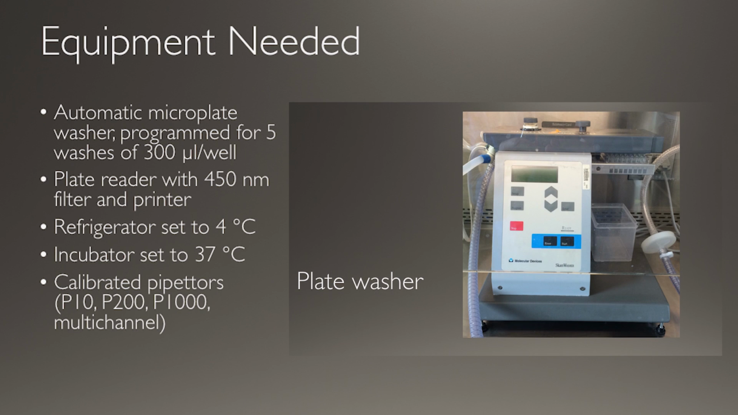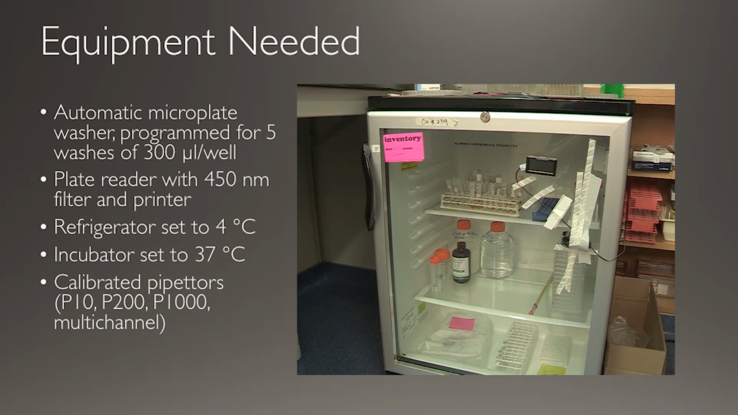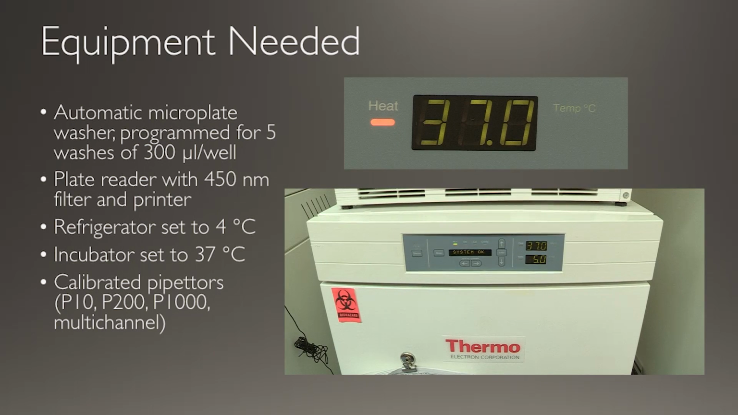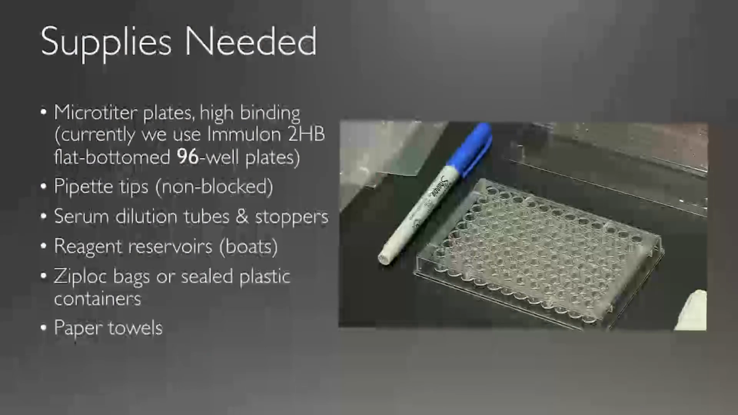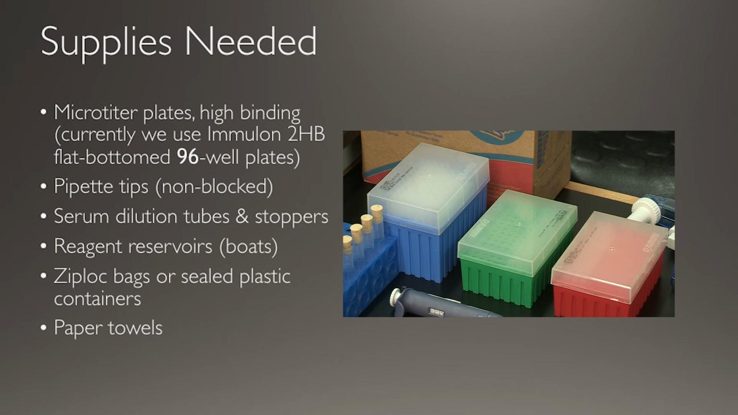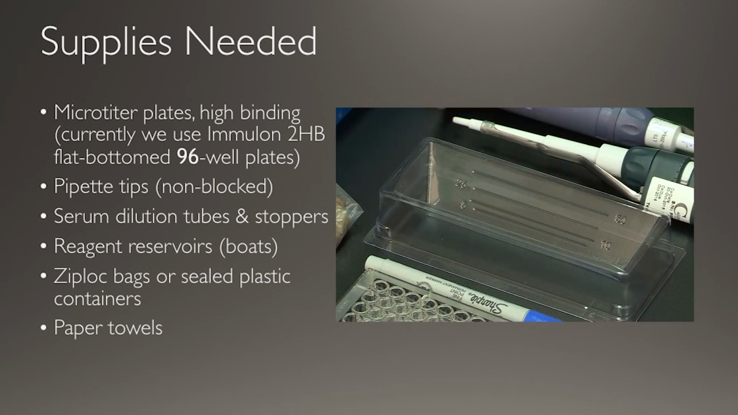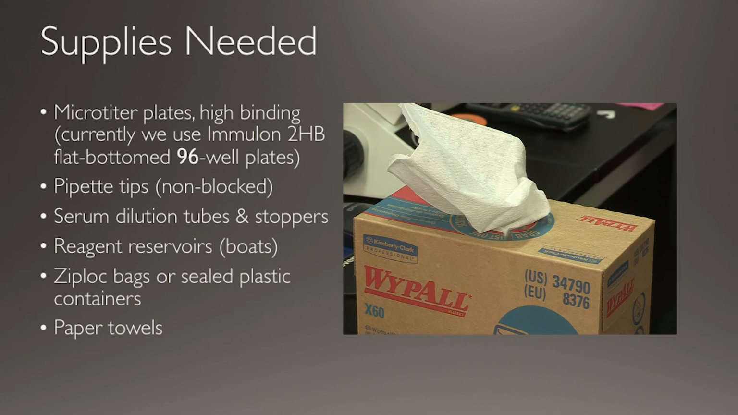You will need the following: automatic microplate washer, programmed for 5 washes of 300 microliters per well, plate reader with 450 nanometer filter and printer, refrigerator at 4 degrees C, incubator at 37 degrees C, calibrated pipetters, P10, P200, P1000 and multi-channel, microtiter plates, high binding. Currently, we use Immulon 2HB flat bottom 96 well plates, pipette tips that are non-blocked, serum dilution tubes and stoppers, reagent reservoirs or boats, Ziploc bags or sealed plastic containers, paper towels.